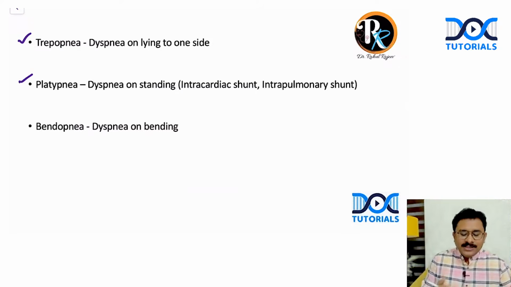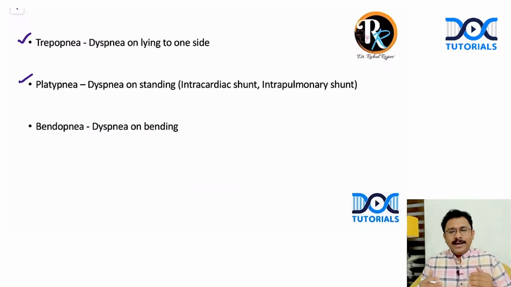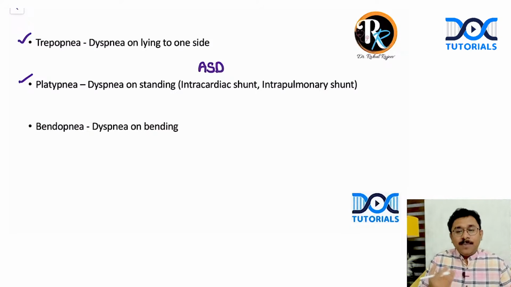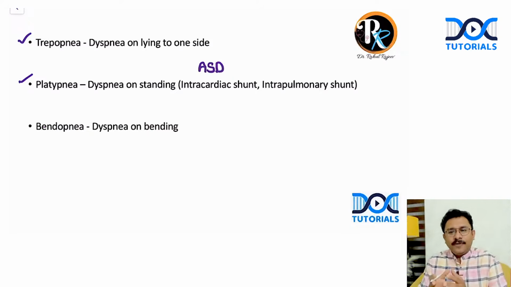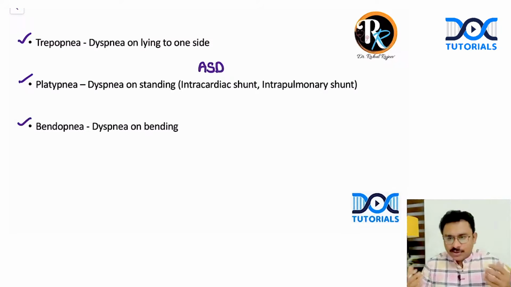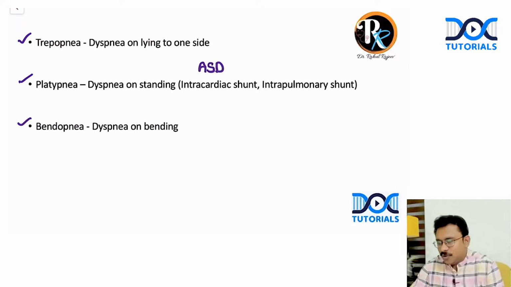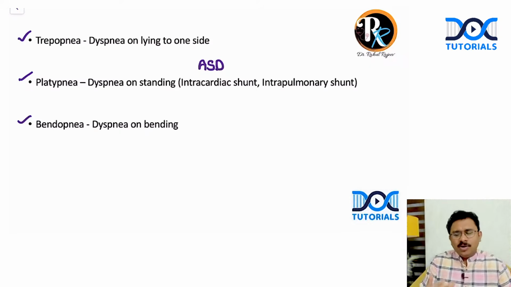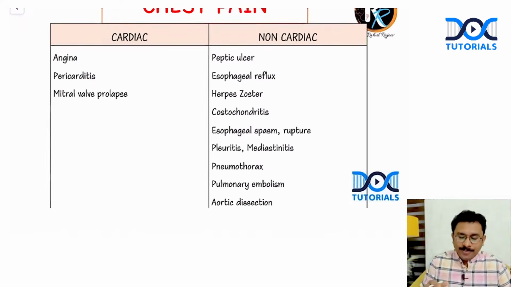Platypnea is a dyspnea on standing. And that occurs in patients who have an intracardiac shunt, like an atrial septal defect, or an intrapulmonary shunt in case of a pulmonary AV malformation. And a relatively newer term is bendopnea, wherein dyspnea appears on bending. So the patient is bending, for example, as if to tie a shoelace, and then he develops breathlessness. This is referred to as bendopnea, which is dyspnea on bending. That is also very important. Again, dyspnea on bending also happens in case of heart failure. Right? Okay. Now, chest pain.